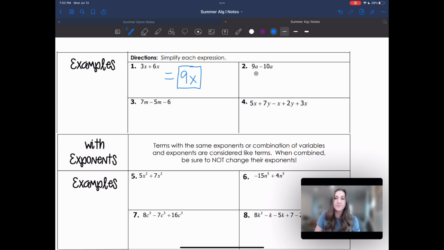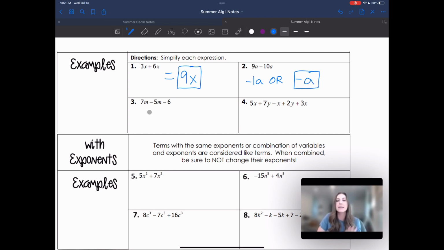All right, number 2, 9a minus 10a. Be careful here because it's 9 minus 10, not the other way around. So this would be a negative 1a. Let me write that out, negative 1a. Or the more common way to write this would be to drop the 1. Don't drop the negative, but drop the 1 and just say negative a. We'll write it like that.